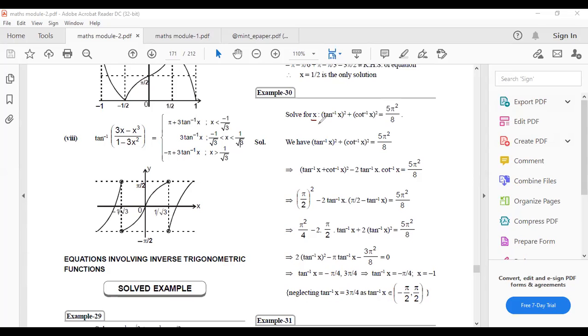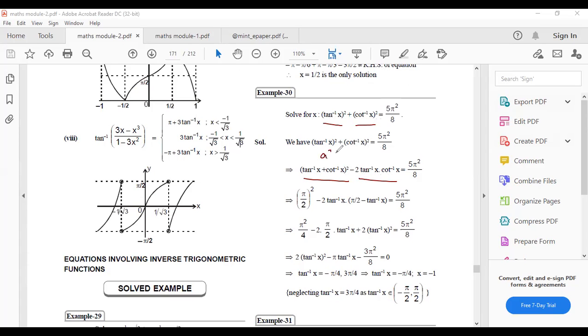Solve for x. They want us to tell them the value of x. And the question is (tan inverse x) square plus (cot inverse x) square equal to 5 pi square by 8. So as you all know, a square plus b square can be written as (a plus b) square minus 2ab. Yes.